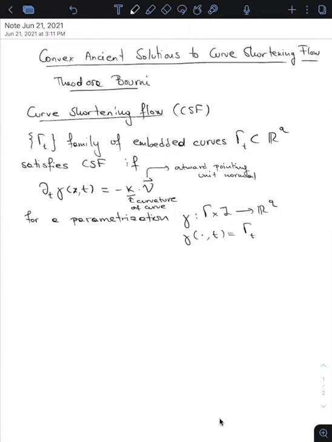Okay, so I'm going to be using always embedded curves. In the general definition of the flow, this is not necessary. We can just be talking about immersed curves, but we will restrict ourselves to embedded curves.